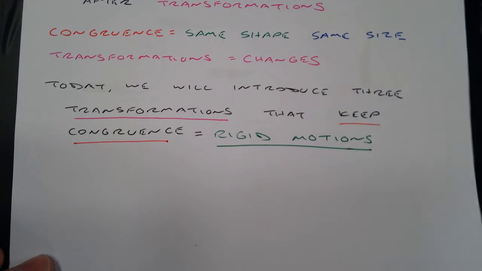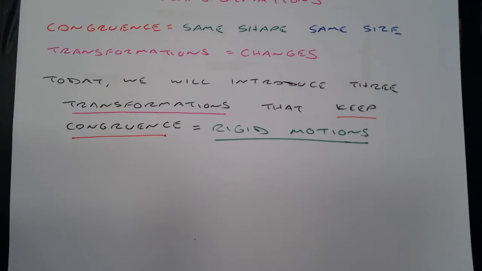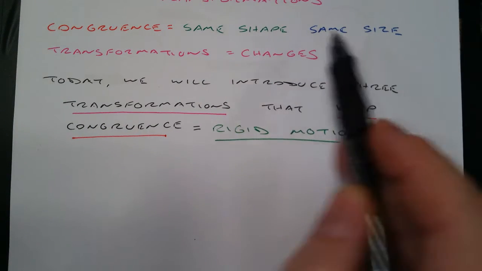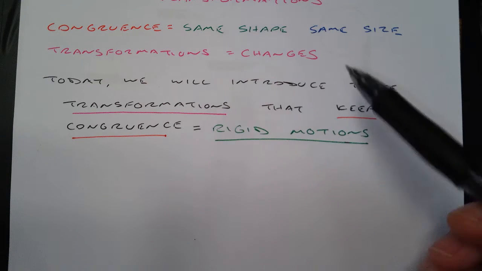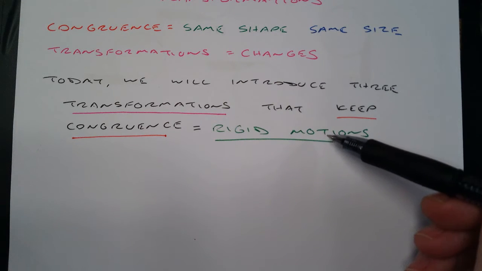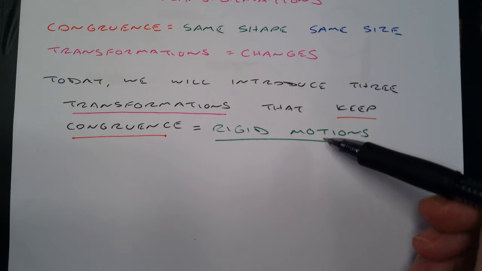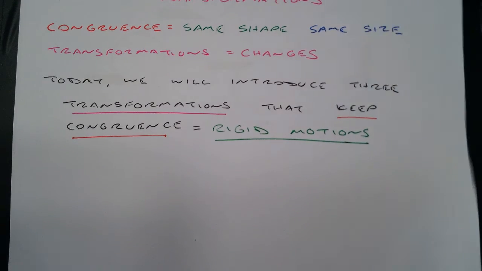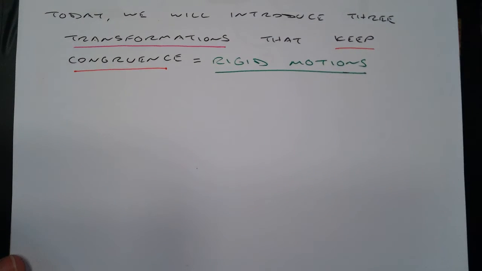So you have three vocabulary words right now. You have congruence, same size, same shape. Transformations are changes. Now, rigid motions is when we change something, but the size and the shape do not change. We change something, but the size and shape do not change. So let's talk about these three rigid motions.